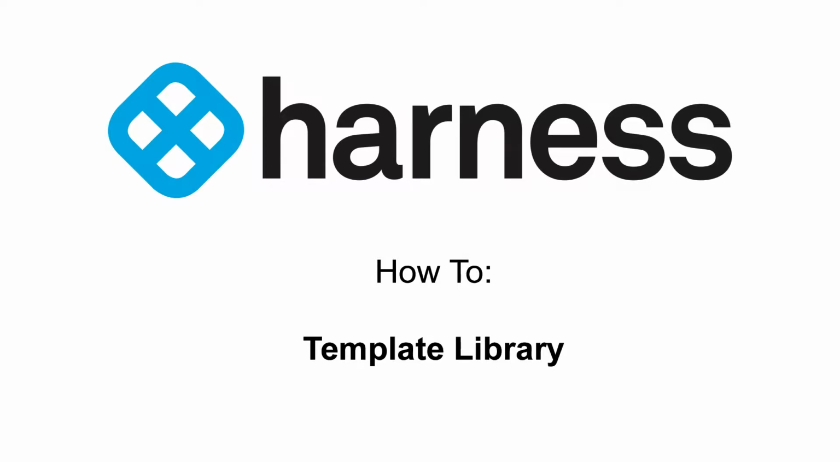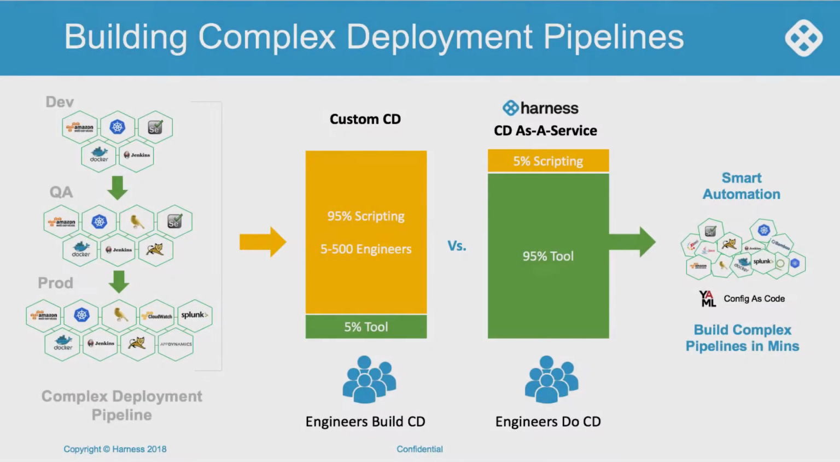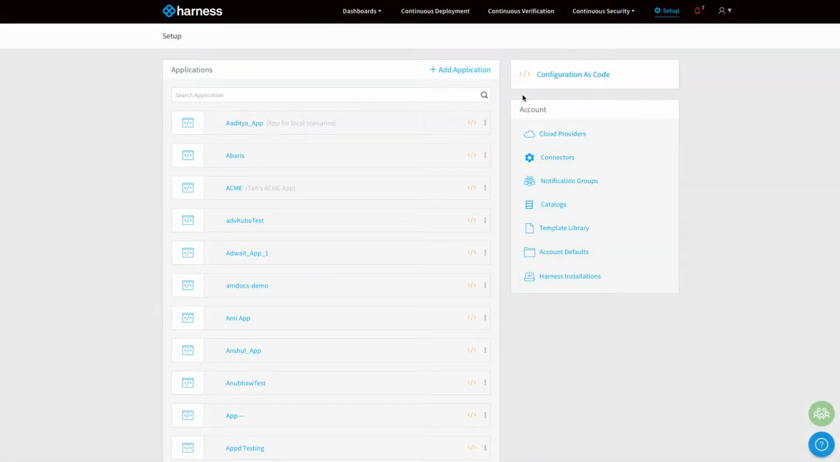Welcome to the Harness How-To Guide for our new template library. Using Harness Smart Automation, you can reduce deployment scripting by 95%. For the other 5%, you can use our template library to reuse your existing scripts across deployment pipelines.